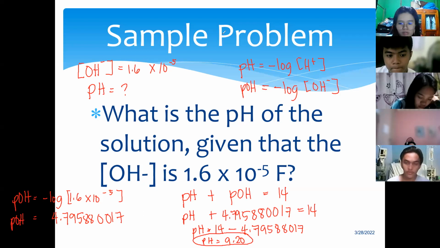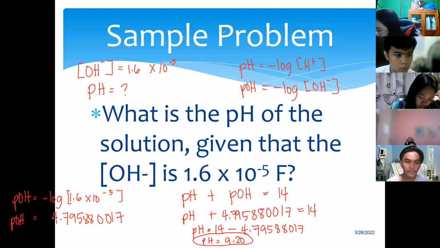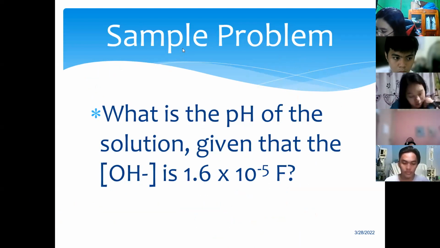If you're going to decide whether the solution is basic, acidic, or neutral, always look at the pH. Titingnan natin yung pH. We cannot judge using the pOH only. So we need the pH here. And the pH is 9.20. That's above 7. So definitely this one is basic. Okay? Okay. So any question?